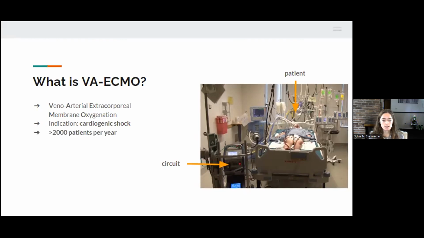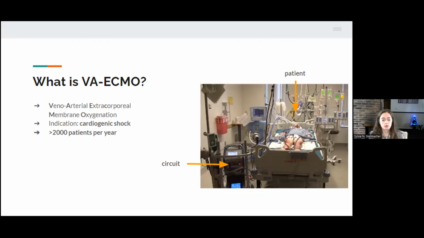Over 2,000 patients a year are cannulated for VA-ECMO in the US. This is up from about 20 adult patients 20 years ago. So VA-ECMO is being increasingly utilized as our technology gets better. There's improvement overall in percutaneous cannulation techniques, pumps, oxygenators, and the cannula themselves that have made ECMO a more viable option for bridging to transplant, LVAD, or TAH.